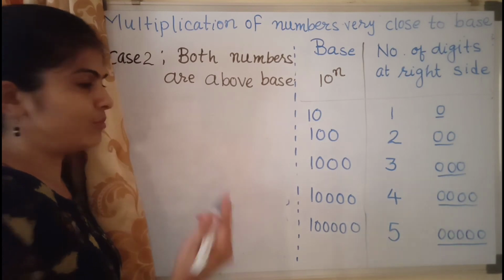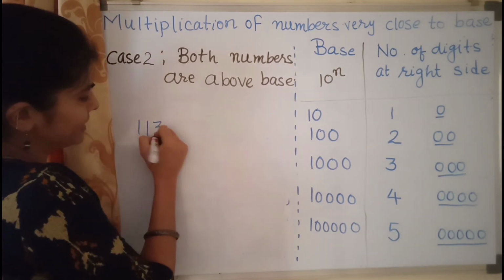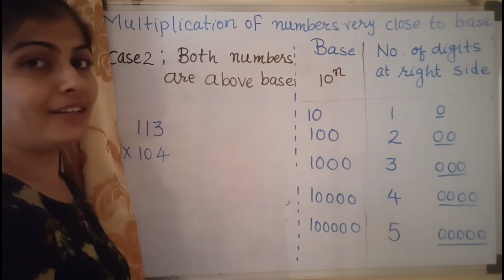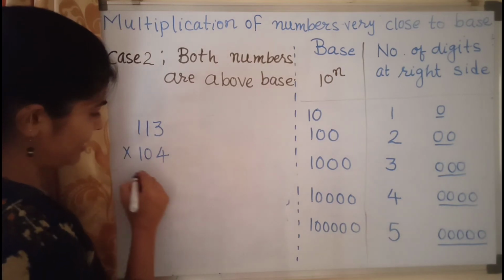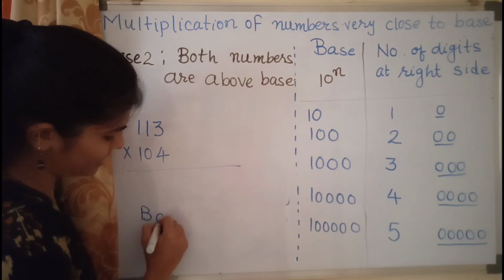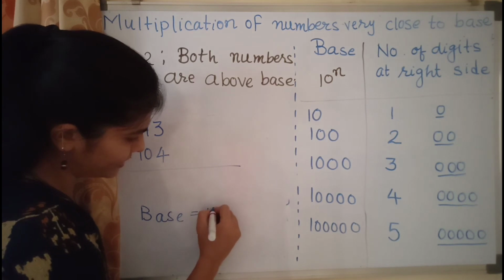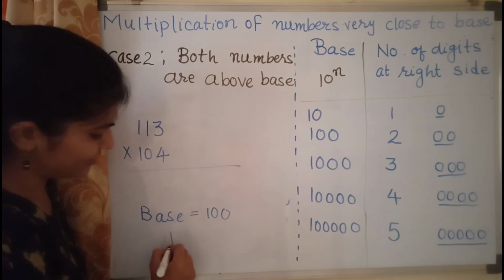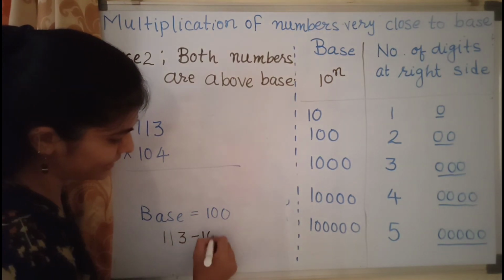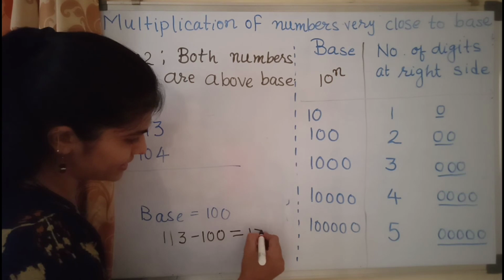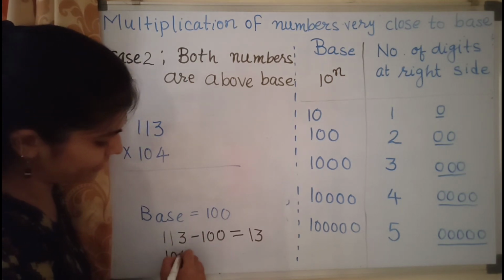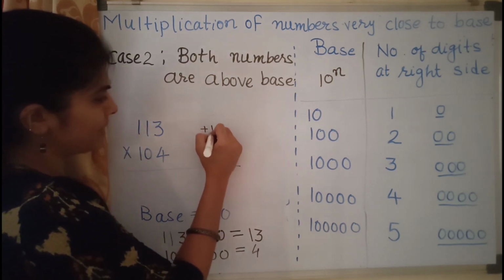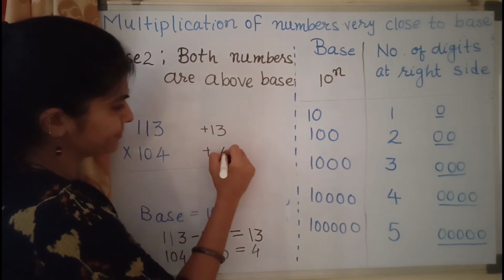Let's consider one more example. 113 times 104. Both the numbers are closer to 100. So I can say that my base is how much? Base is equal to 100. Now again, same procedure. We need to find out the deviation. That is 113 minus 100. How much is it? Which is 13. And next one is 104 minus 100, which is 4. So deviations are plus 13 and plus 4.